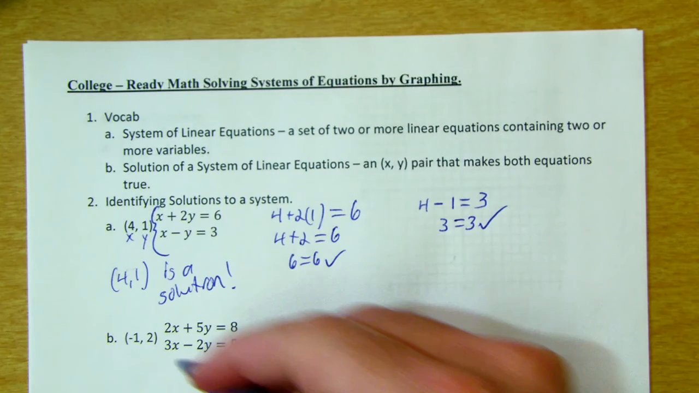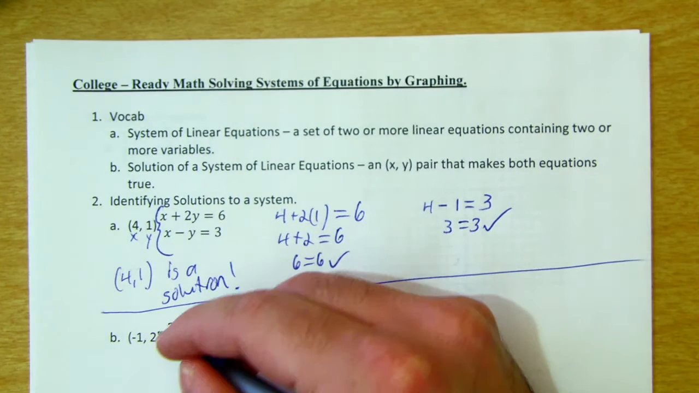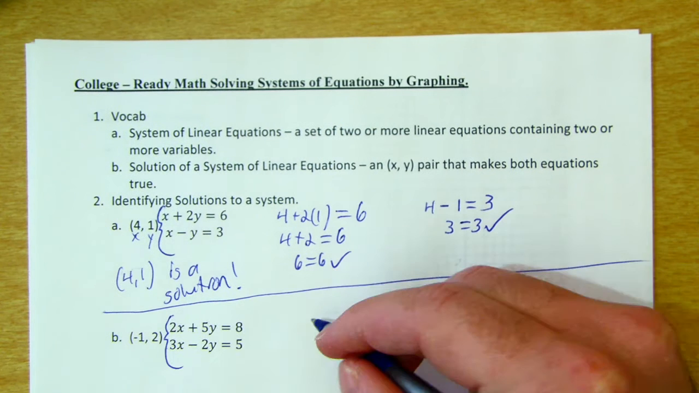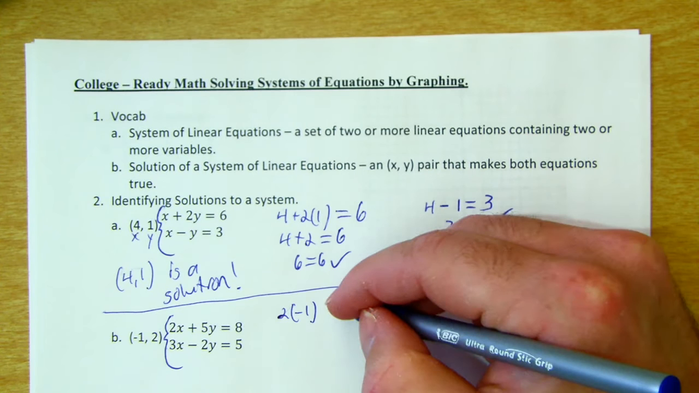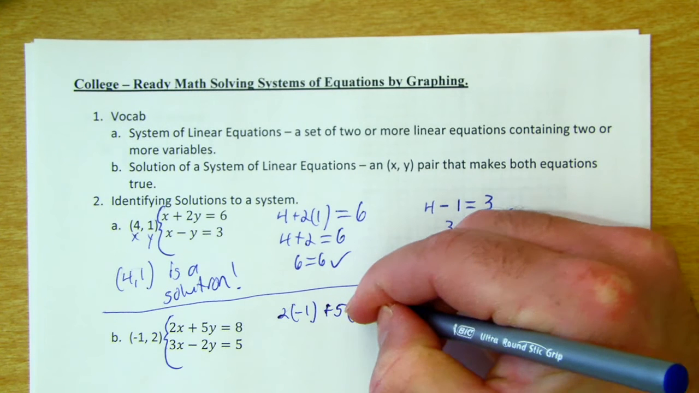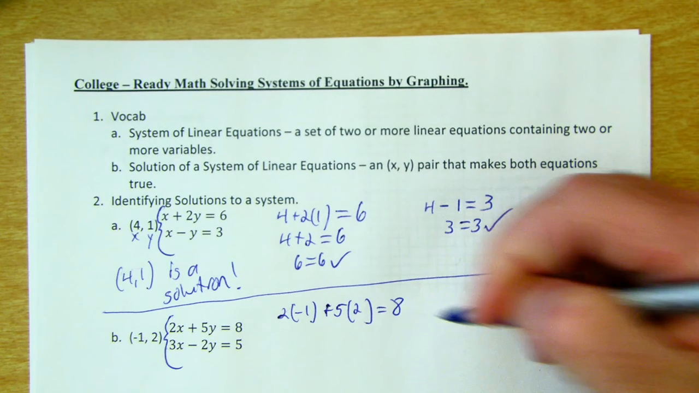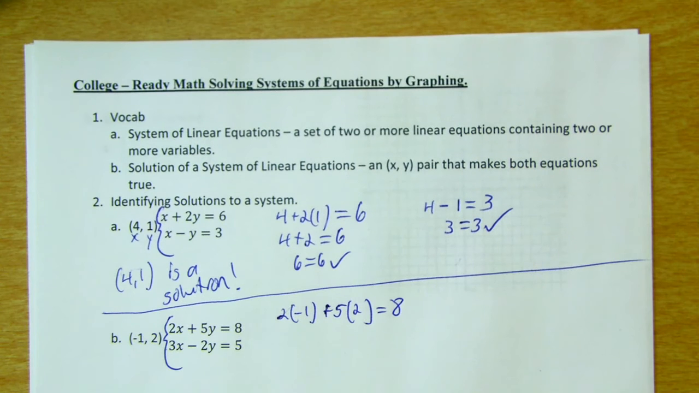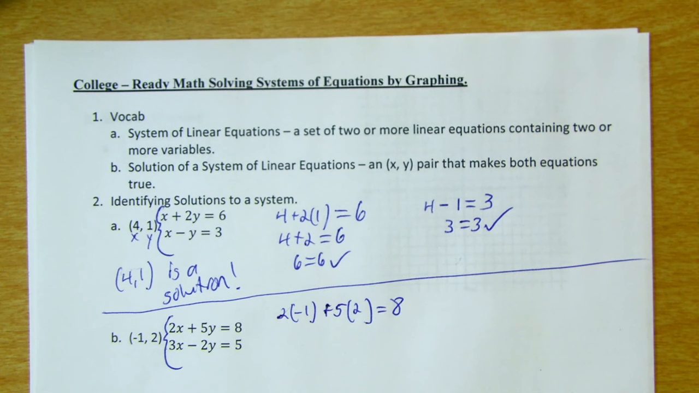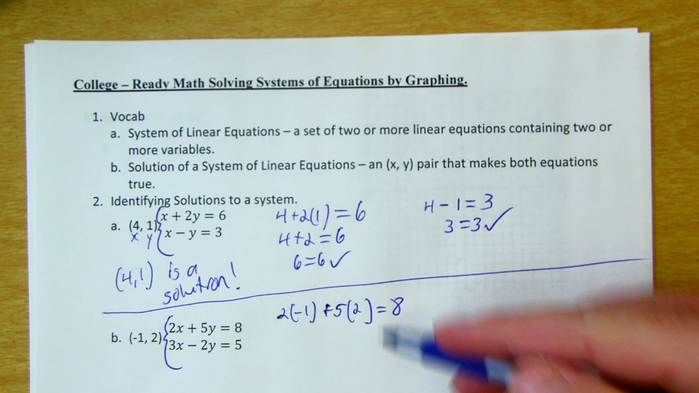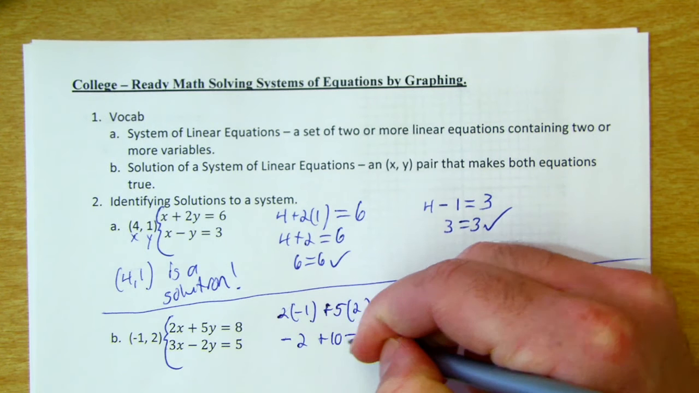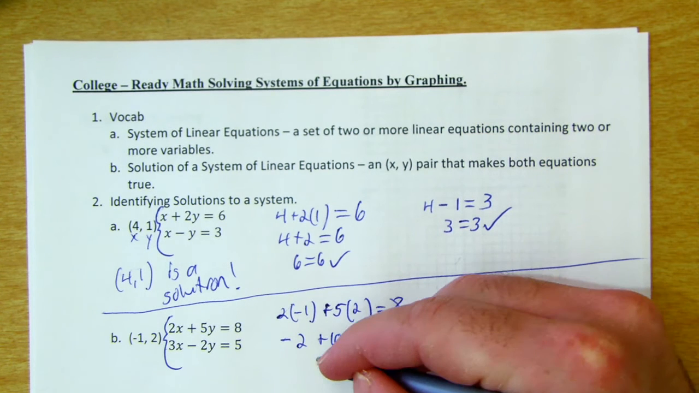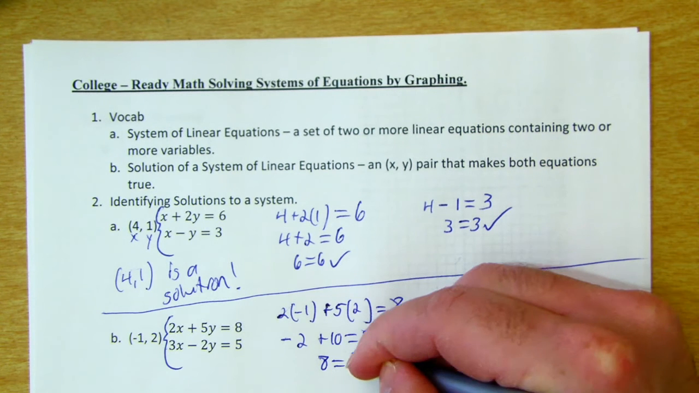All right, and that's all we're doing for these. So we go to letter B here. This is an important skill, substituting and evaluating, so that when we get to solving using a lot more algebra, like solving by substitution and solving by elimination, you can always go back and check your answer here. So -2 plus 10 is 8. We get 8 equals 8, so that's good.